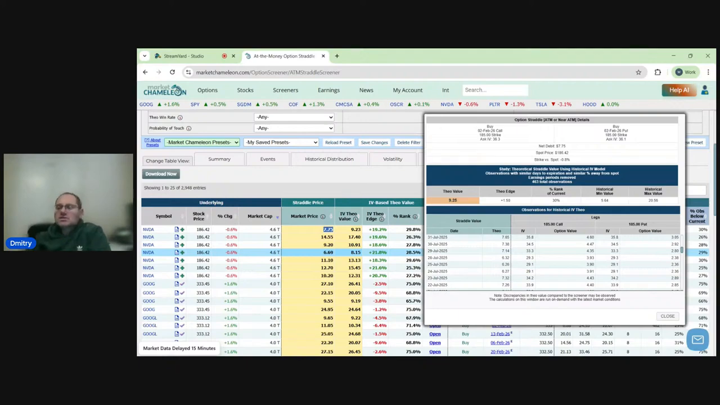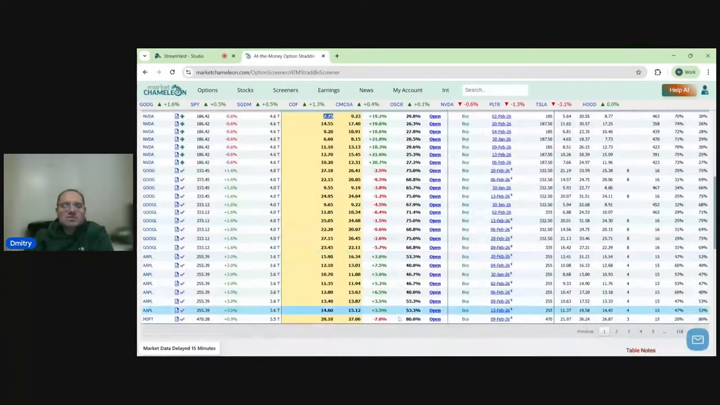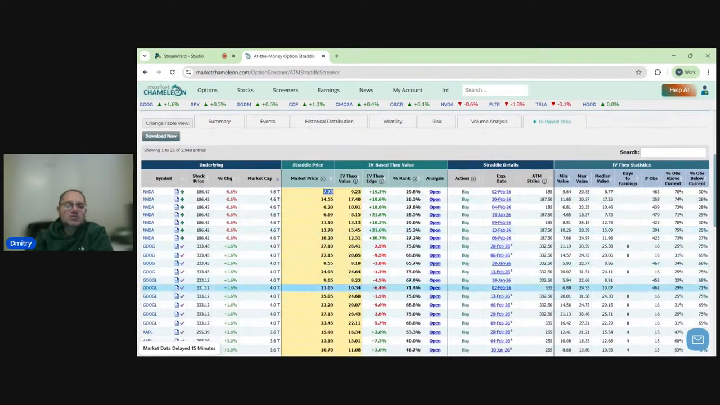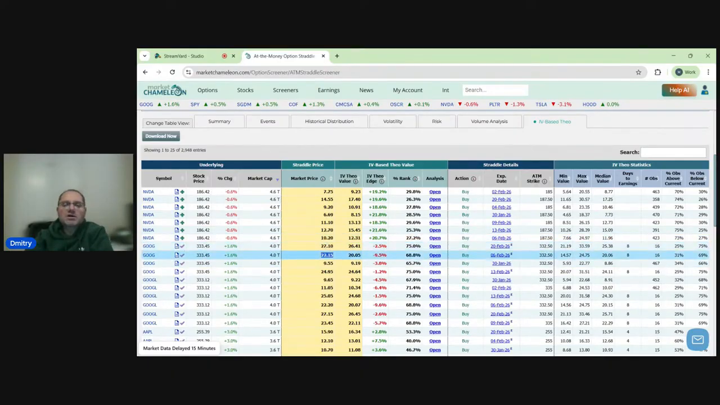And this lets us quickly, scanning, evaluate straddles within the same security for different expirations, different strikes, and across different securities. So you could see here that the Google options are priced above the historical range.